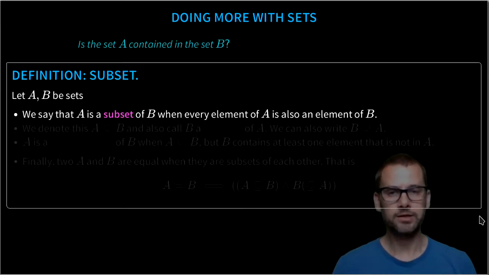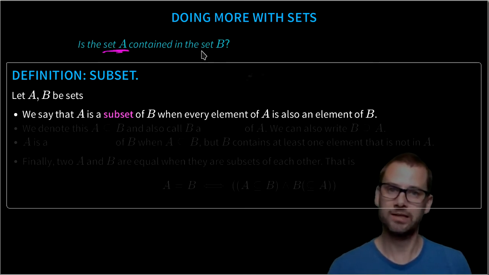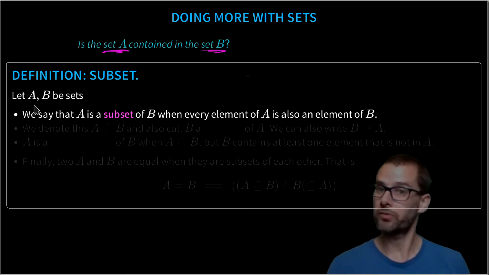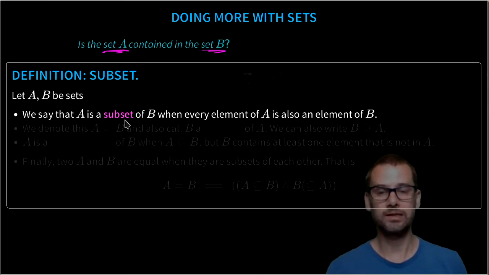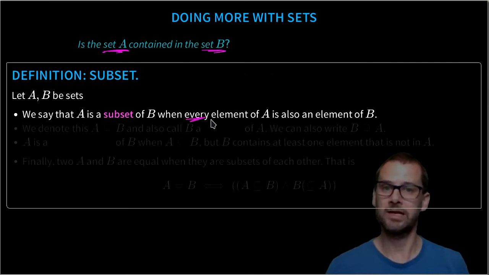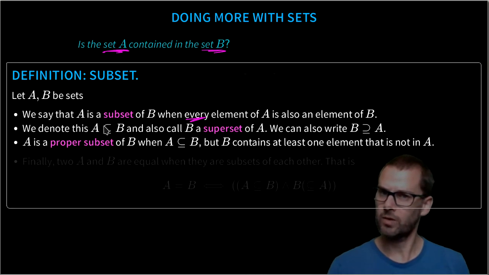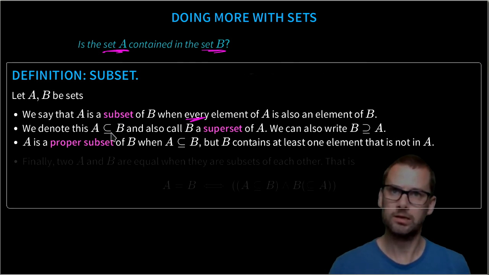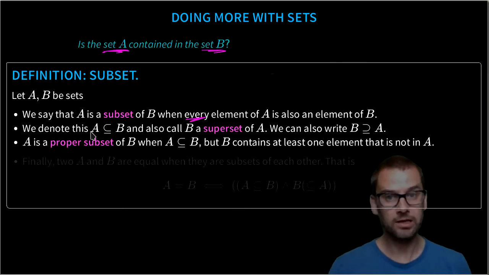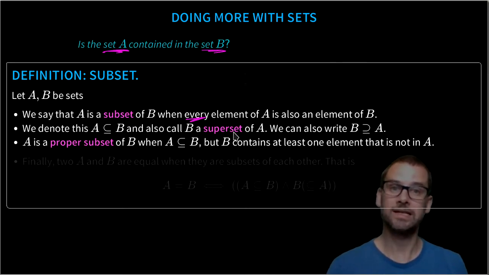Rather than just asking whether a single element is contained in another set, we can ask if a whole set is contained in another set. If we let A and B be sets, we say that A is a subset of B when every element of A is also an element of B. We denote this by writing A, and this sideways U symbol with an equality sign underneath, to denote A is a subset of B. In this context, if A is a subset of B, we also say that B is a superset of A, and we can write this with similar symbols just the other way around.